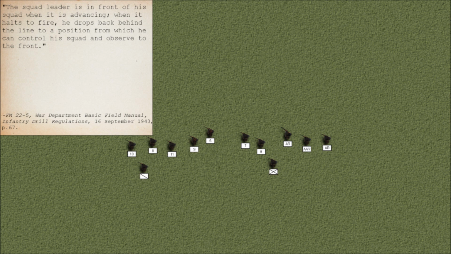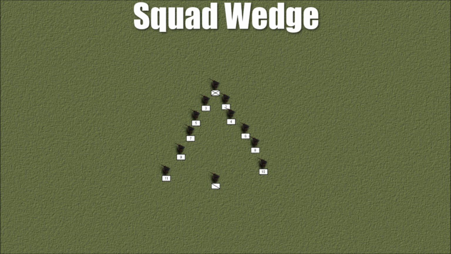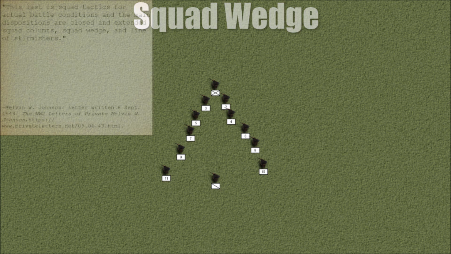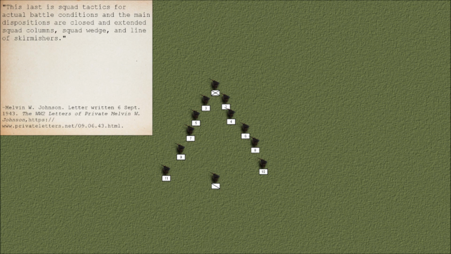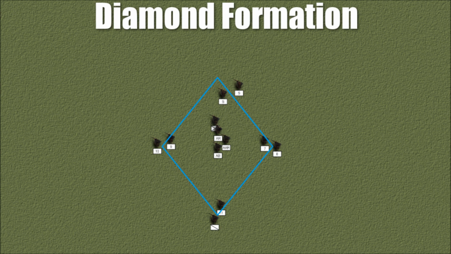When the war began, the intermediate formation being taught was the squad wedge. In a letter home written on 6 September 1943, while training at Fort Leavenworth, a recruit describes extended order drill. "This last is squad tactics for actual battle conditions, and the main dispositions are closed and extended squad column, squad wedge, and line of skirmishers." The wedge formation was an intermediate step between line and column, and provided some degree of protection to both the front and flanks. The squad wedge was officially rescinded with the publication of an updated FM 22.5 in September of 1943, and the diamond formation was introduced in its place as the new disposition of readiness.